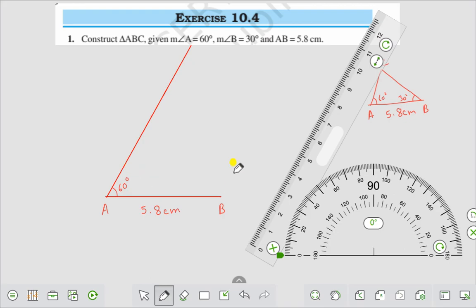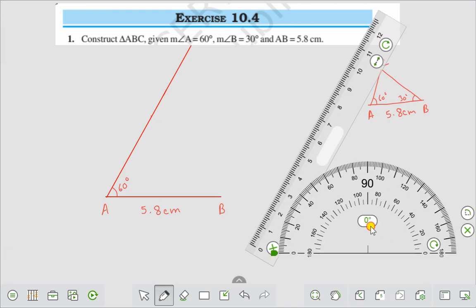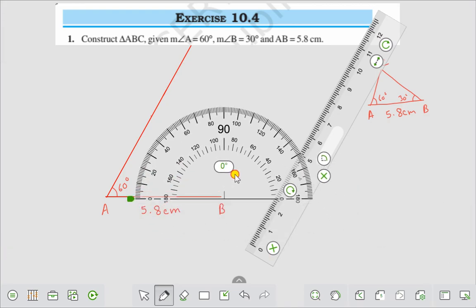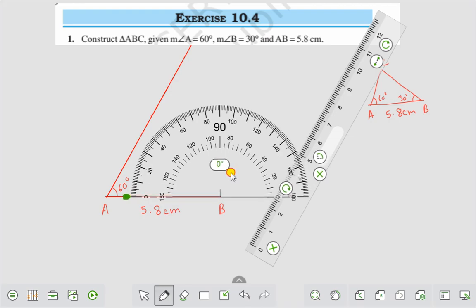Now at point B you have to make an angle of 30 degrees. Again, take the protractor and place the protractor at the proper position. Here you see this is 10, 20, this is 30. Therefore, make a point here at this point. You get an angle of 30 degrees.